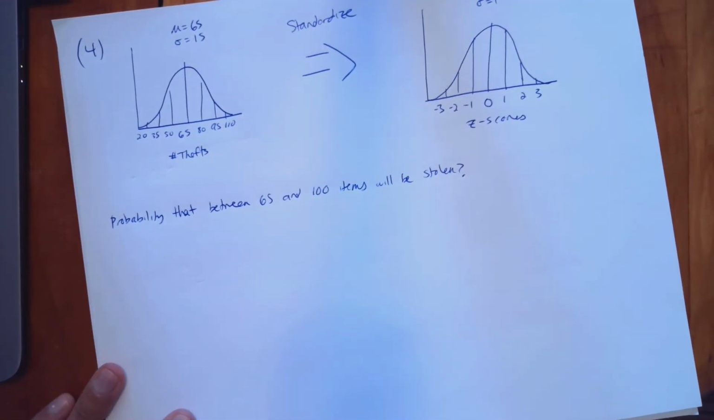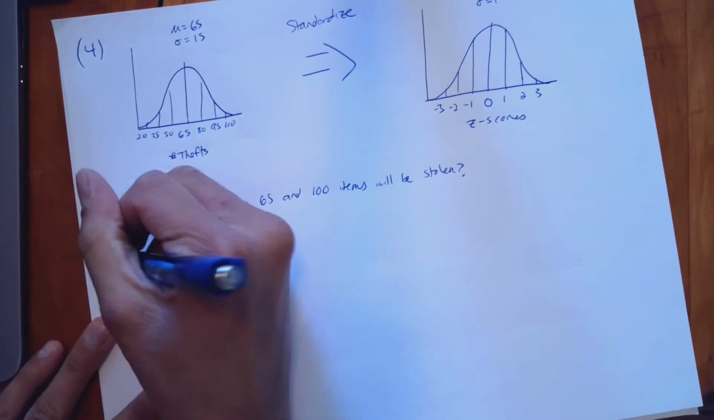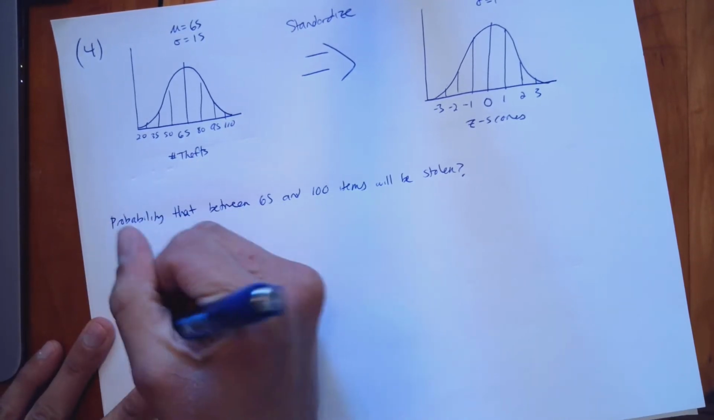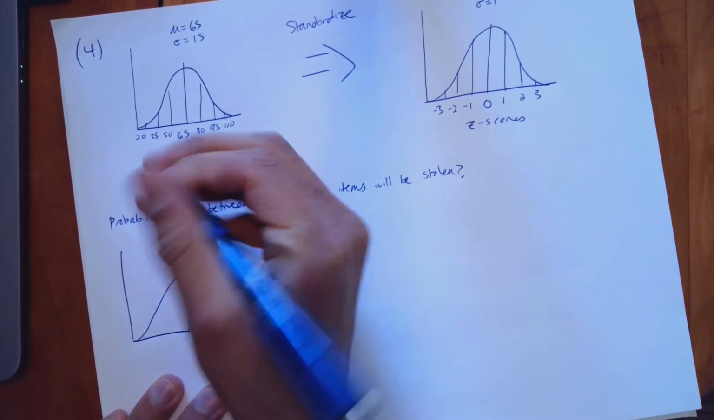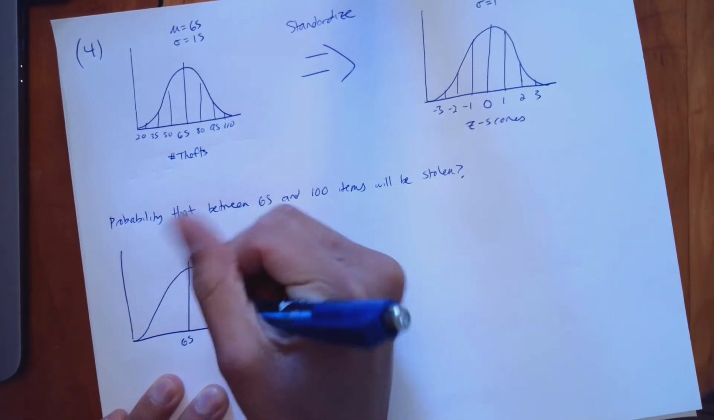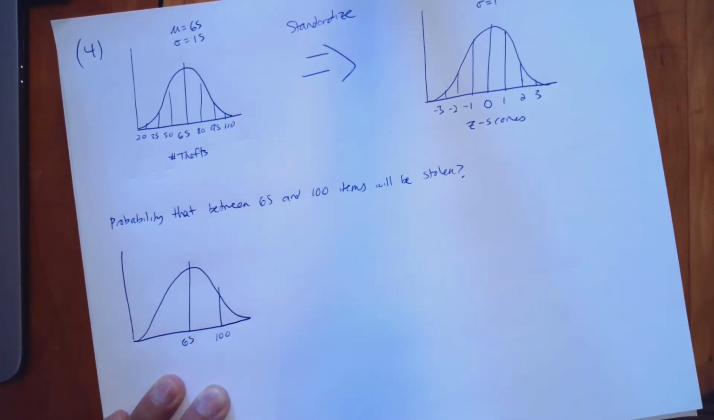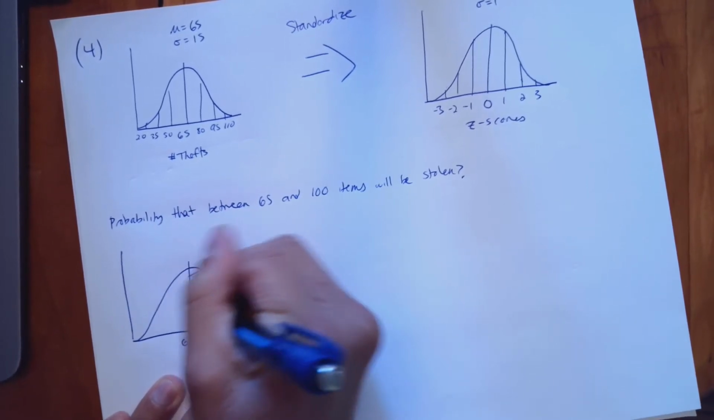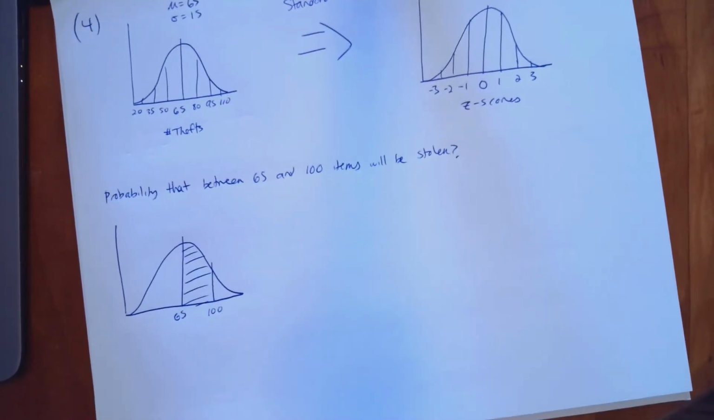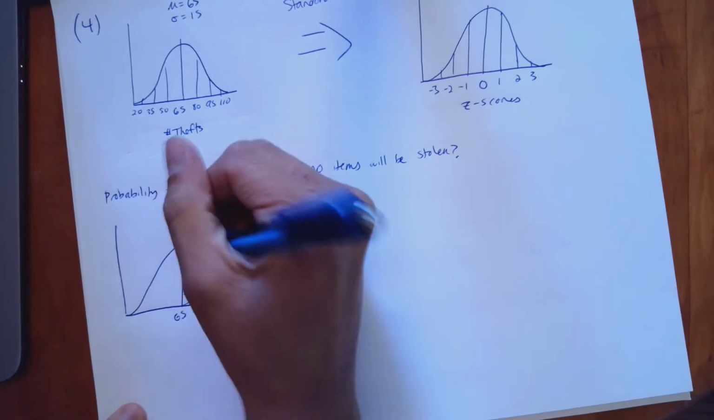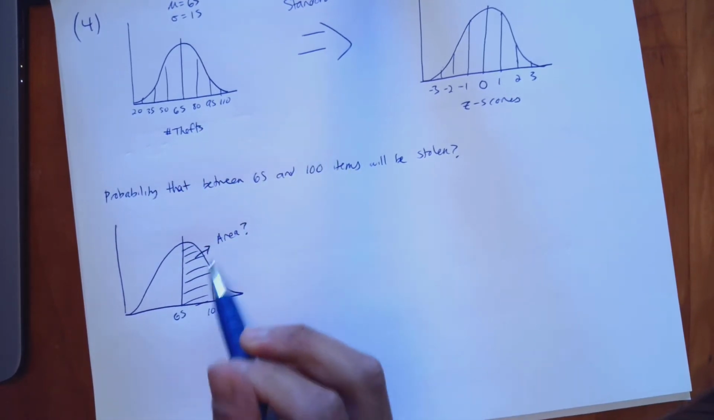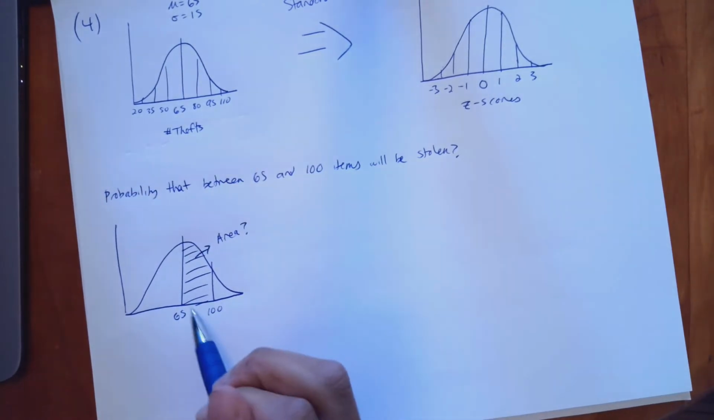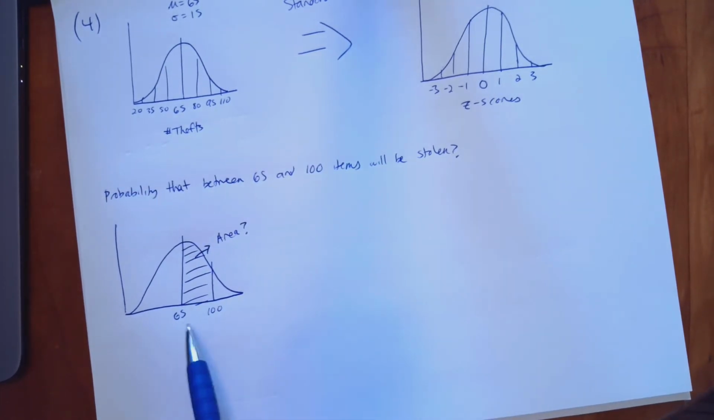So I'm going to start out by drawing this in a picture. And I recommend doing this anytime you have one of these problems. Think about where the different lines are going to fall on the graph. So our mean is 65, and we want to know the probability that between 65 and 100 items will be stolen. So you can draw it out like this. And if you think back to the properties of the normal distribution and the area under the curve being 1, what we really need to find is the area between these two values, because the area is going to equal the probability of getting an outcome that's between these two values.